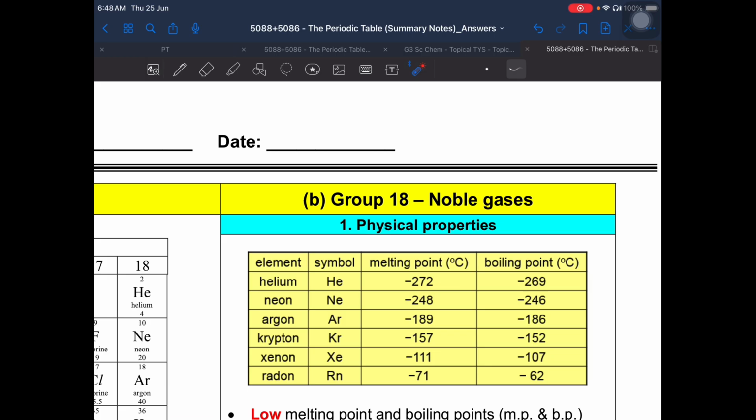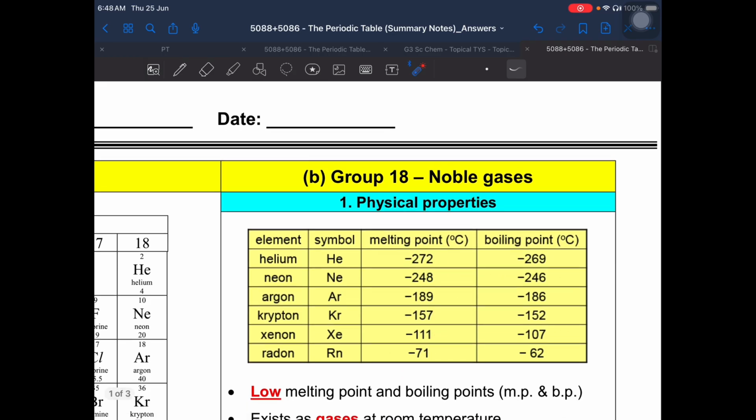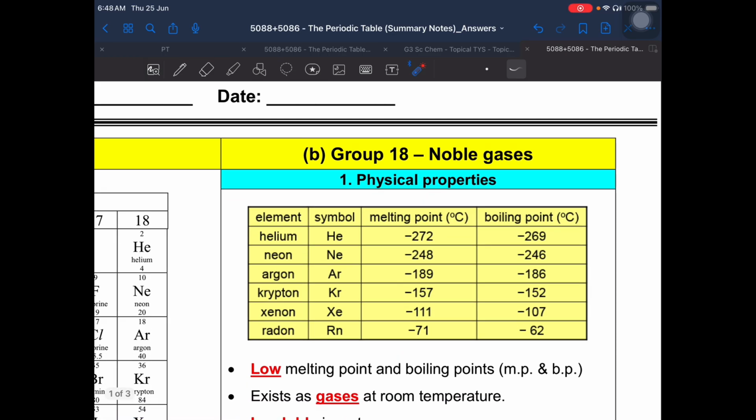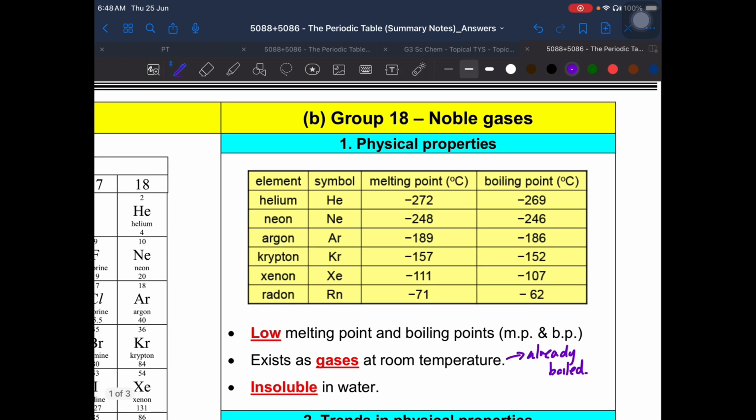Okay, so first and foremost, you look at all of these things here, you realize that their melting point and boiling point are super low. It's all negative. What this tells us is that at room temperature, they'll all be gases. Why? Because they will have already boiled, because their boiling points are all negative. That means when you reach room temperature of 25 degrees Celsius, all of these will have already turned into gas. Last, they are all insoluble in water.